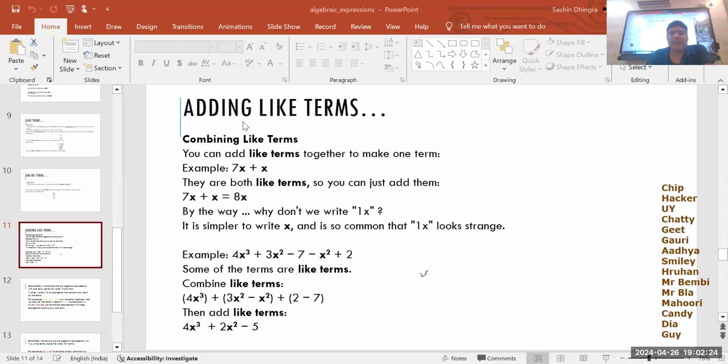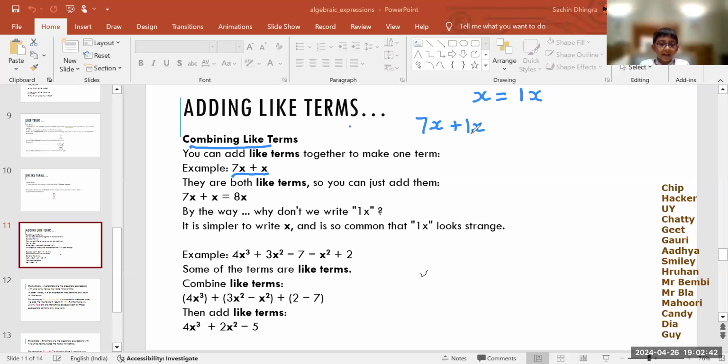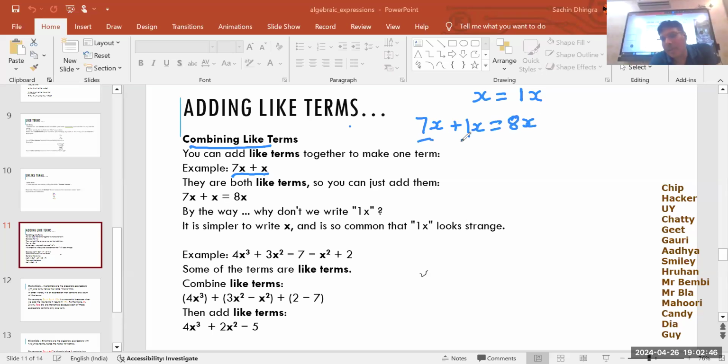Now next, combining like terms. I will explain. Whenever we get like terms, we can combine them. Like 7x plus x. I can write x as 1x. Do you understand x and 1x are the same? It will be 8x because 7 plus 1 is 8.